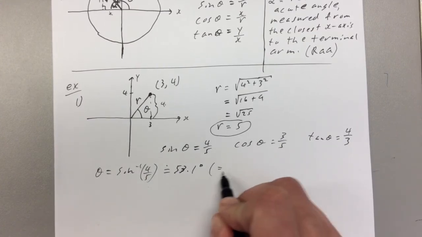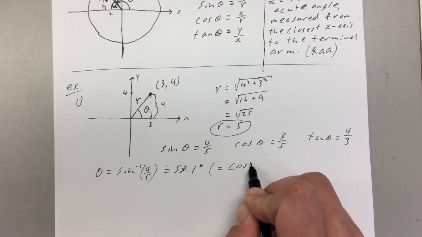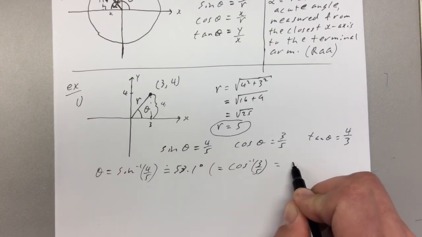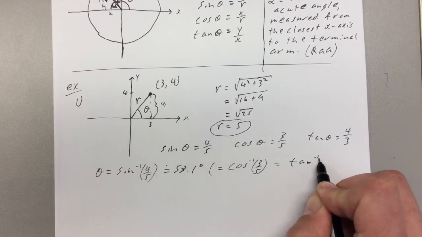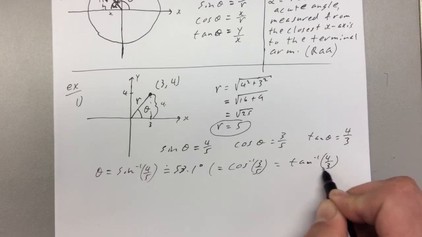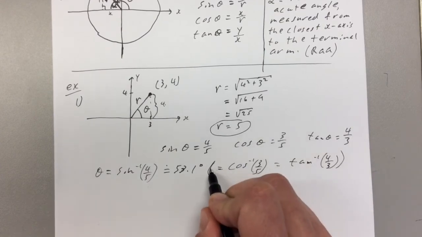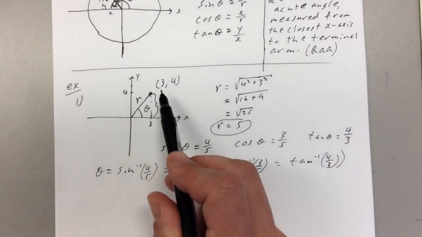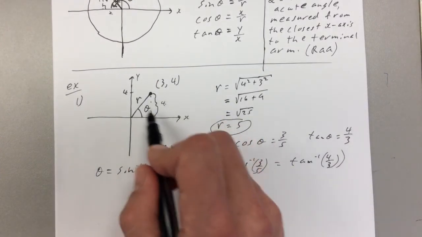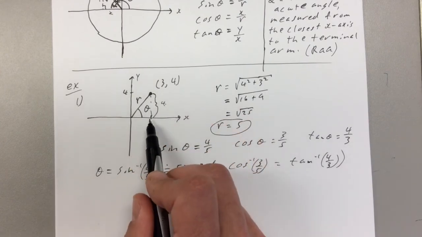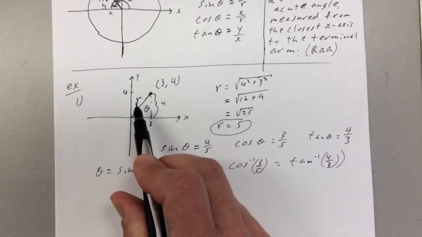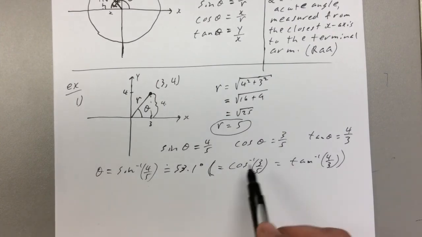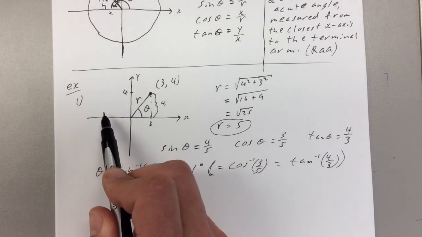So I could just write over here equals cos inverse of 3 over 5, and it also equals tan inverse of 4 over 3, in this case, when the angle is in the first quadrant. What I mean by first quadrant is this one where the angle is between 0 and 90. So this is how you normally had trig working. This isn't necessarily true once we go outside the first quadrant.